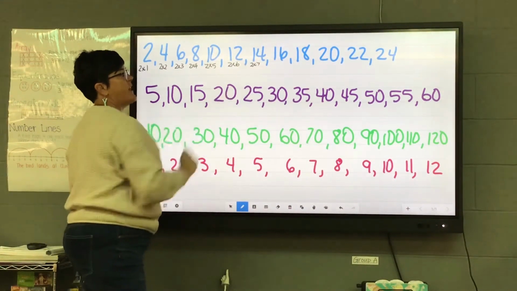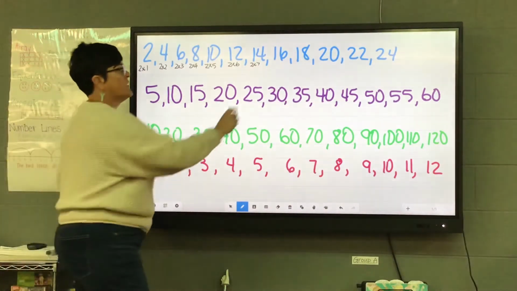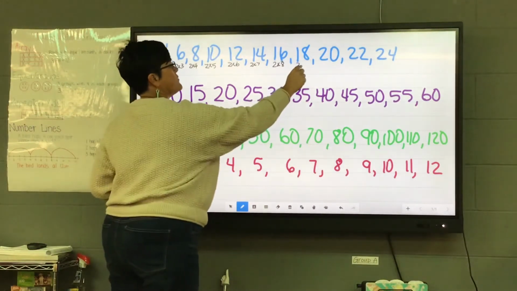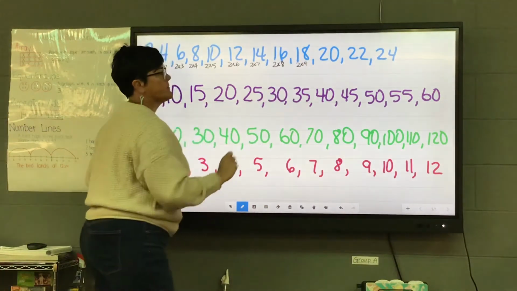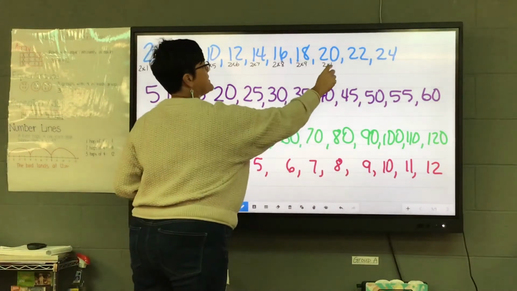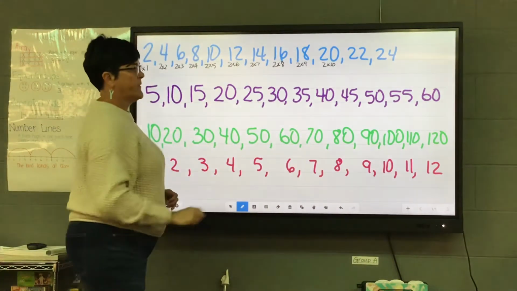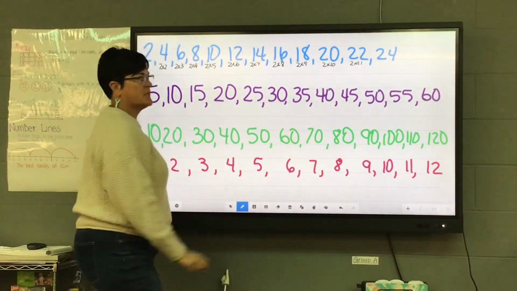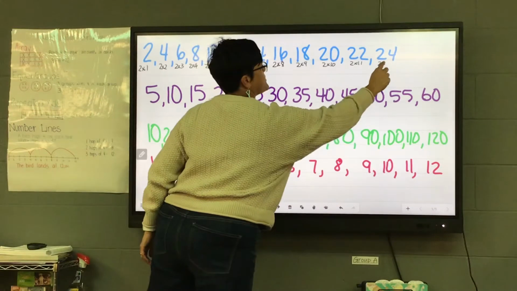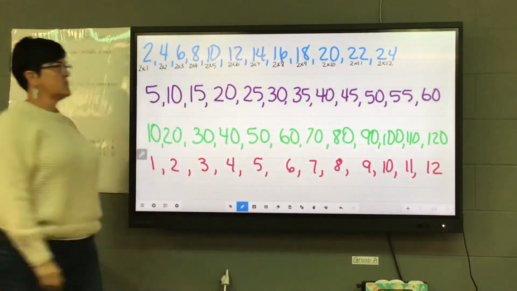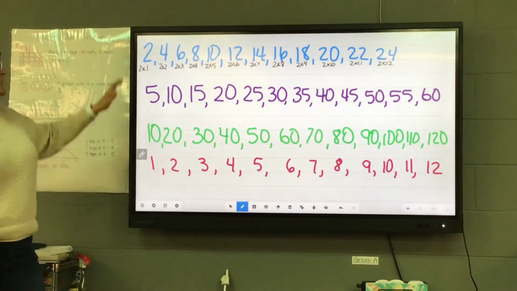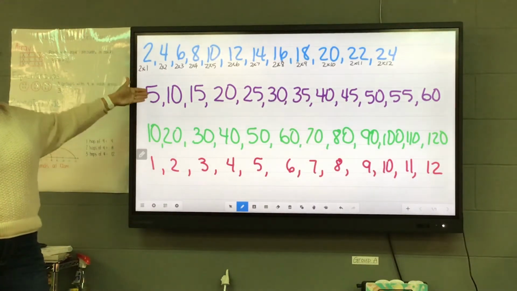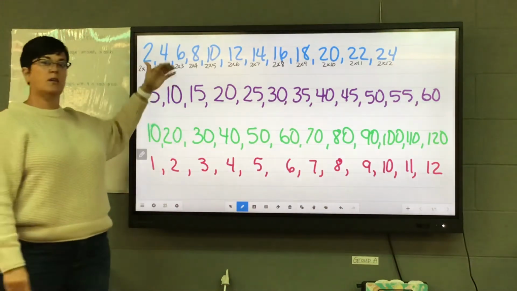2 times 7 equals 14. 2 times 8 equals 16. 2 times 9 equals 18. 2 times 10 equals 20. 2 times 11 equals 22. And then 2 times 12 equals 24. Now, could we do that same thing down here? 5 times 1 equals 5. 5 times 2 equals 10.